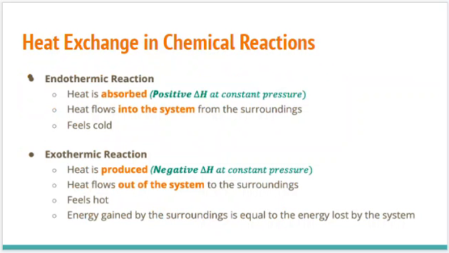So with our heat exchange, remember we can have an endothermic reaction where heat is absorbed. So that is a positive delta H. That means that the reactants have less energy than the products. Heat flows into the system from the surroundings, and it would therefore feel cold. So that would be an instant ice pack, for example, when it is triggered. An exothermic reaction, heat is produced. So we have a negative delta H at constant pressure. Heat will flow out of the system and into the surroundings, and it will therefore feel hot. And the energy gained by the surroundings is equal to the energy lost by the system.